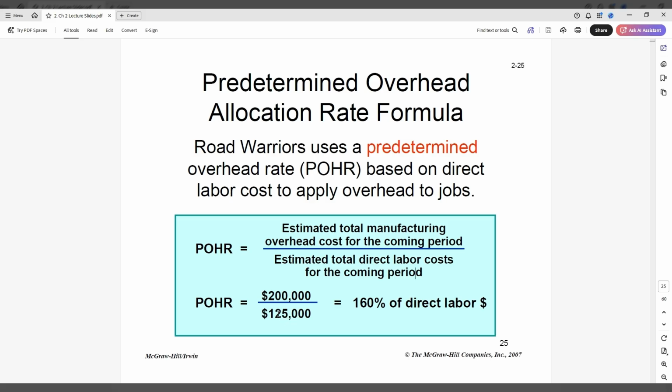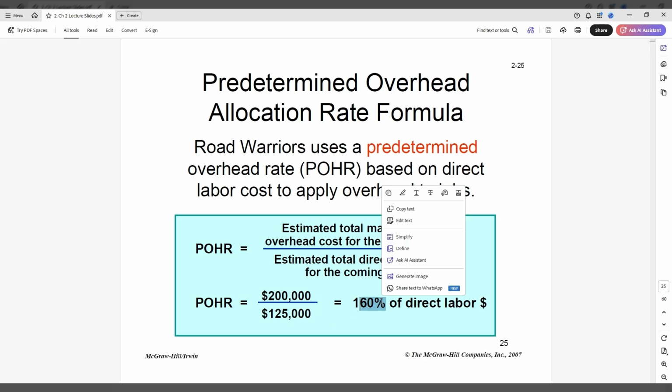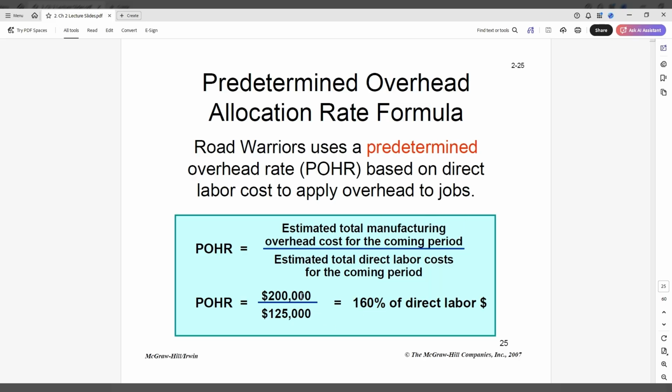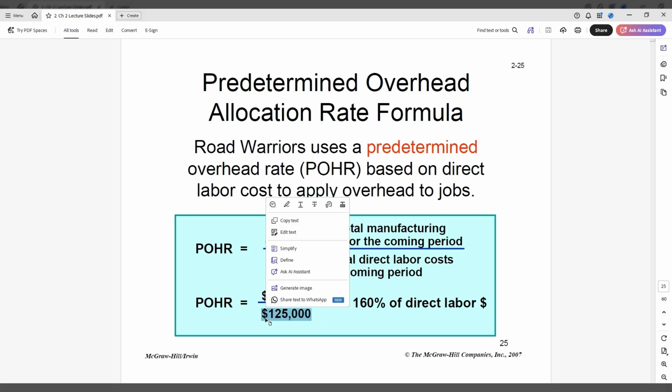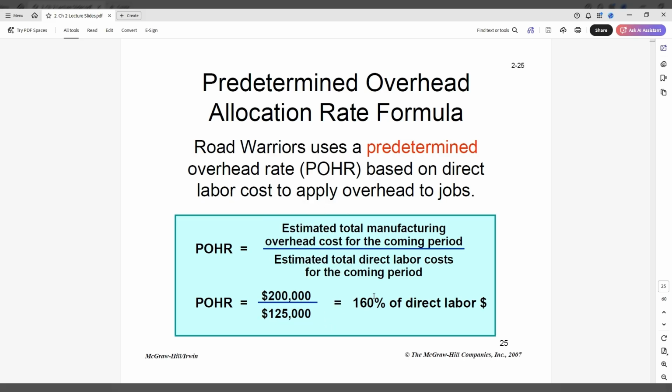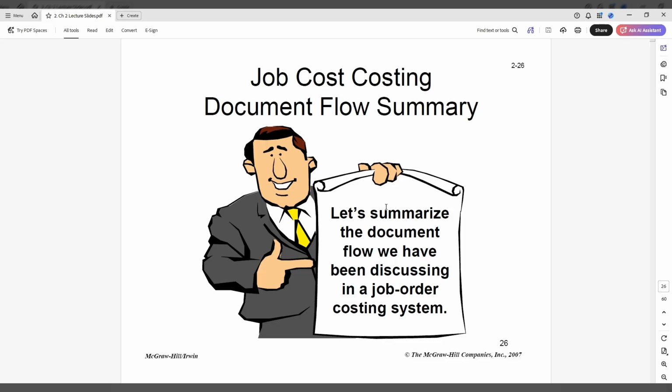And so basically what we say is these are both estimates of what we think overhead and total direct labor is going to be. And so if we just take the overhead divided by that expected direct labor, then basically what we're saying is for every dollar of direct labor cost, we would be incurring, per our estimates, $1.60 of overhead, or 160%. And then every time we incur any direct labor cost for a job, we just immediately apply 160%. So that's where that comes from, and we'll practice with that a bit.